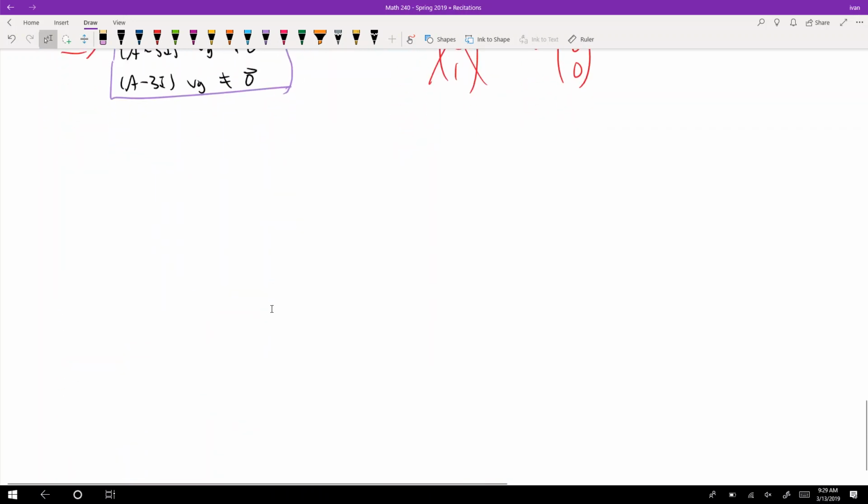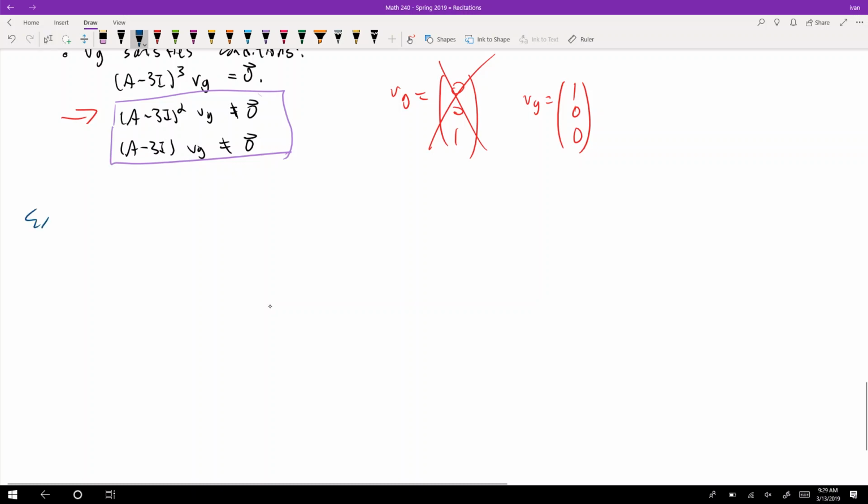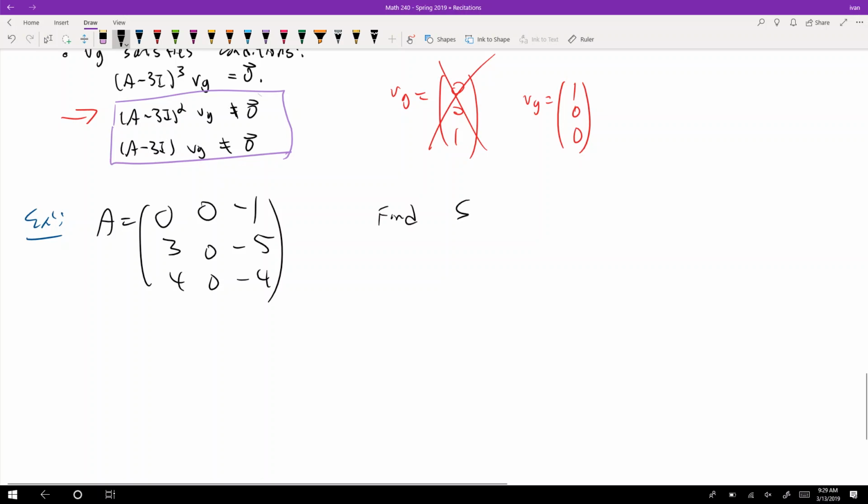So let's take a look at another example just to concretize the ideas. Let's say we have A equal to 0, 0, negative 1, 3, 0, negative 5, 4, 0, negative 4. We're going to do the same thing: find S J such that A is equal to S J S inverse. And here, the eigenvalues are negative 2 and 0.